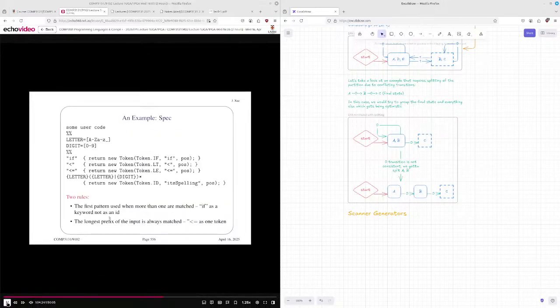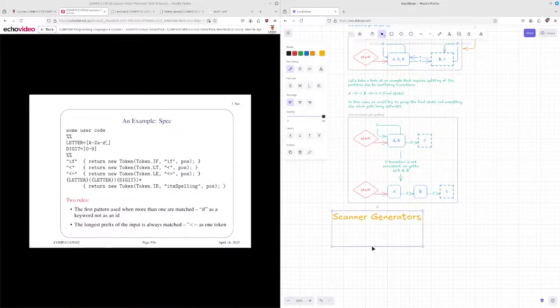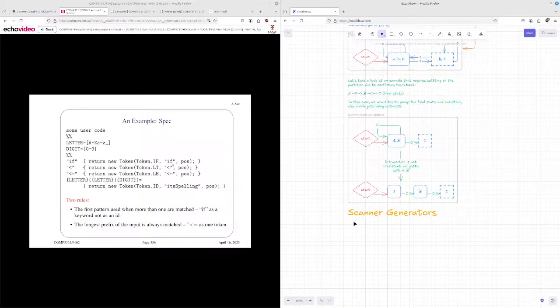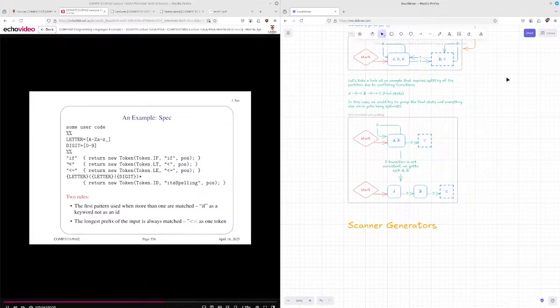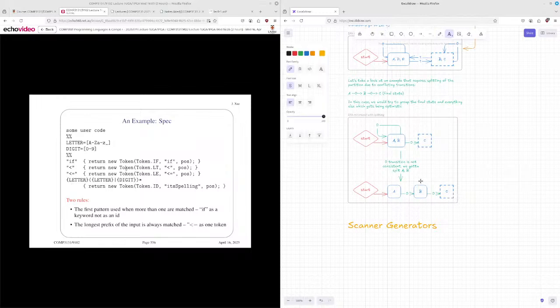To make this concrete, you see an example here. As you can see, there are 3 sections. Whatever you write on the top will be dumped into the final scanner implementation. These are so-called directives, which give you a way to define some configuration. Here will be your regular expression specification. You pretty much tell the scanner generator, I have 4 tokens, in my example only 4: a keyword if, less than, less than or equal to, and ID, identifier. Basically, this is your regular expression specification.